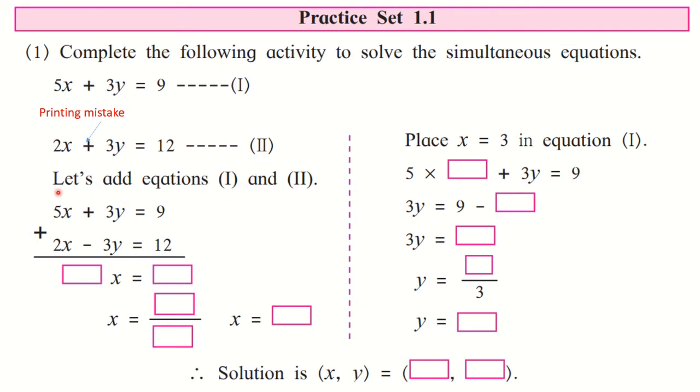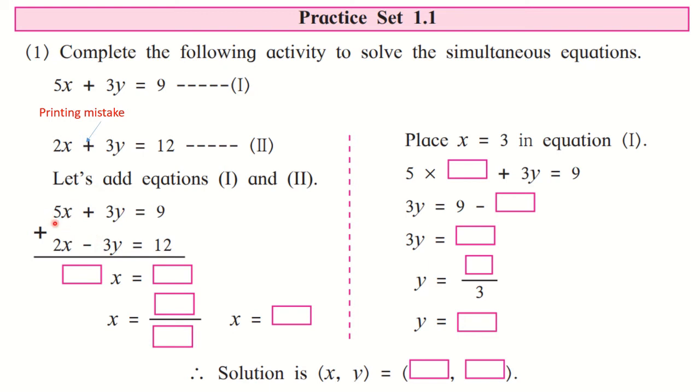So what they have told us, let's add equations 1 and 2. They have written one below another. Here the plus sign is given for addition. Okay. So now you have to observe what should be done here. So what you can observe here is, here it is plus 3y and here it is minus 3y. So they will get cancelled. The answer is 0 here in this case.